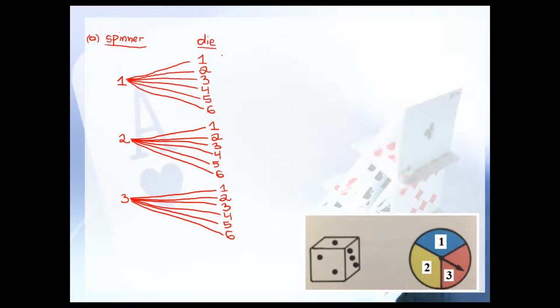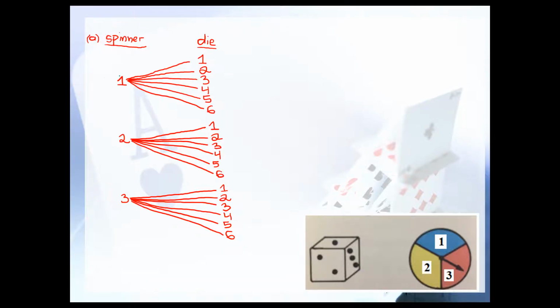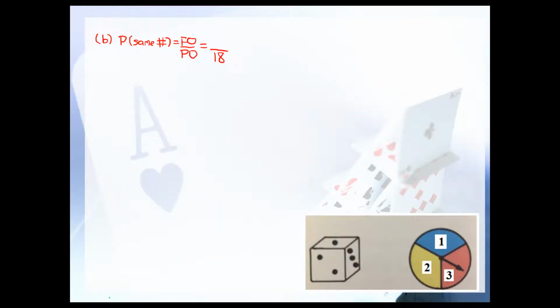Now, the favorable outcomes would be obtaining the same number on the spinner and the same number on the die. So that would be 1 on the spinner and 1 on the die. That would be 2 on the spinner and 2 on the die. That would be 3 on the spinner and 3 on the die. So there's 3 possible outcomes where you could get both the same number on the spinner and the same number on the die.